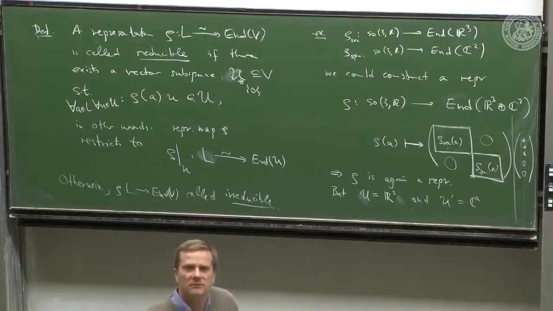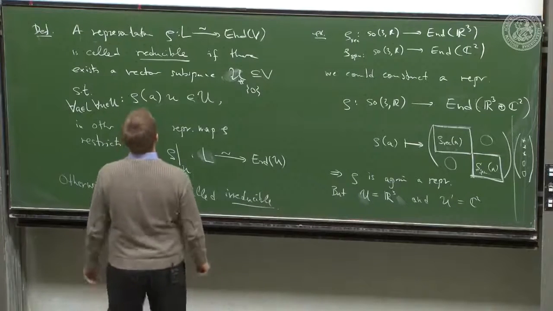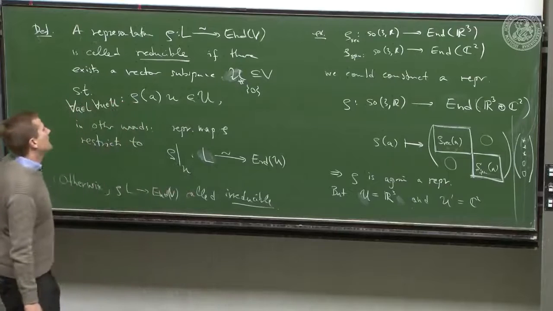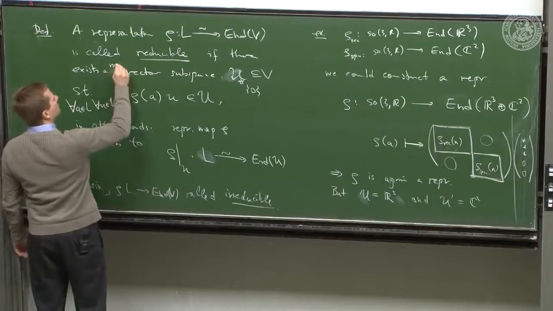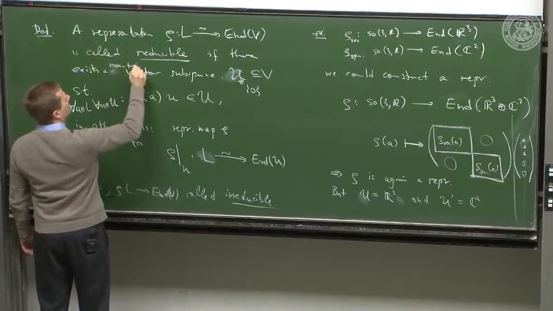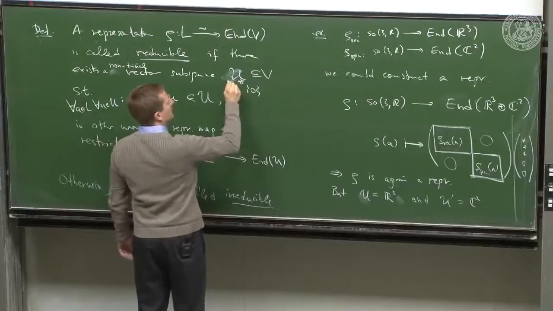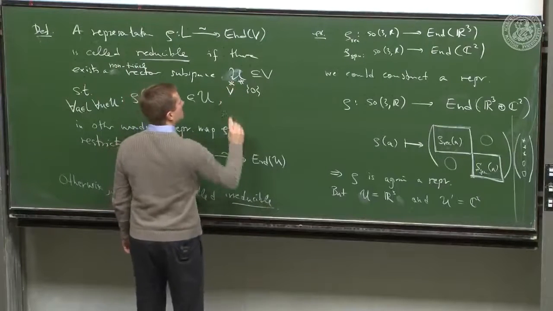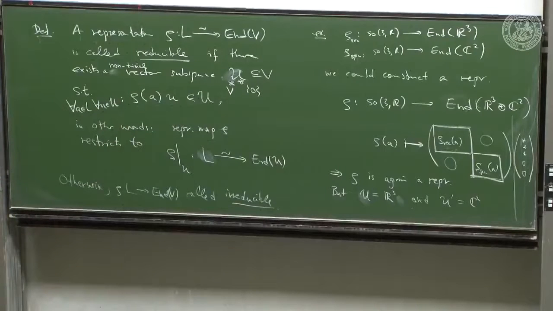Question to reducibility? Yeah, yeah. Non-trivial, I should have written non-trivial, and you're right, it doesn't suffice to exclude the zero, you need to exclude the entire space too, because otherwise, yeah, that's right, thank you. Okay?